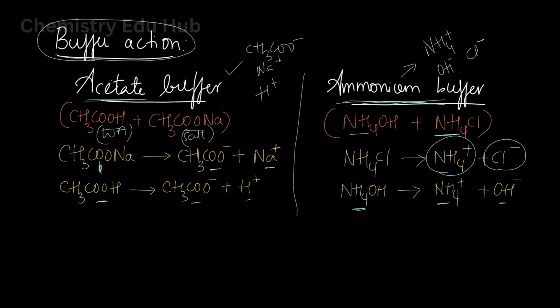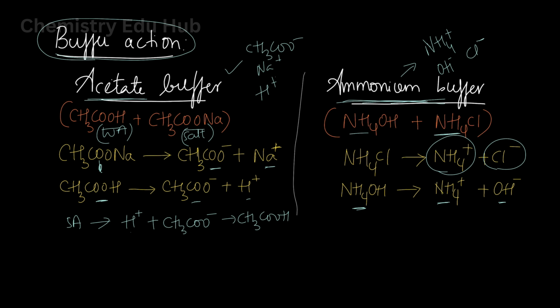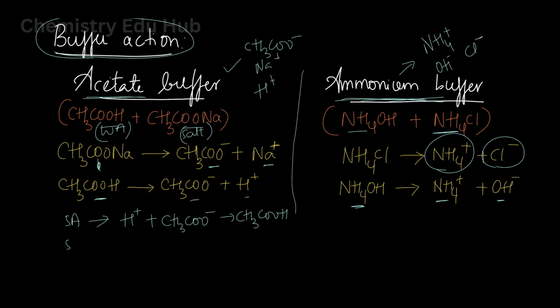Whenever you add a small amount of strong acid to this buffer, the strong acid supplies H plus ions. Then these H plus ions combine with the acetate ions to form acetic acid. The same way, whenever you add a small amount of strong base, what does the strong base supply? OH minus ions. OH minus ions combine with the H plus ions present in the buffer and form water.